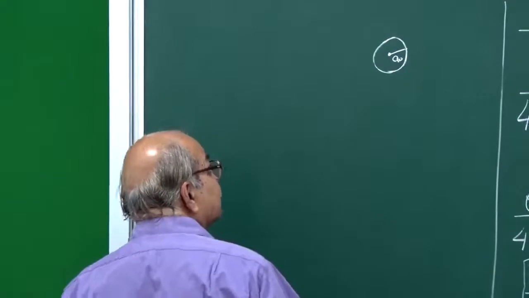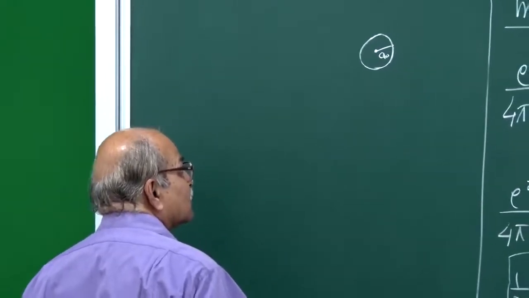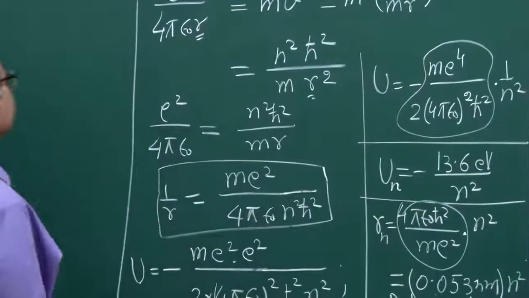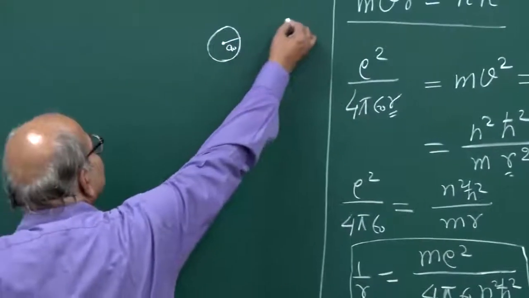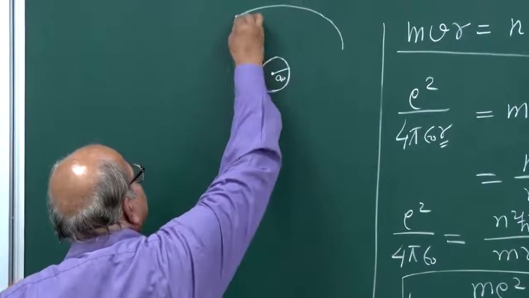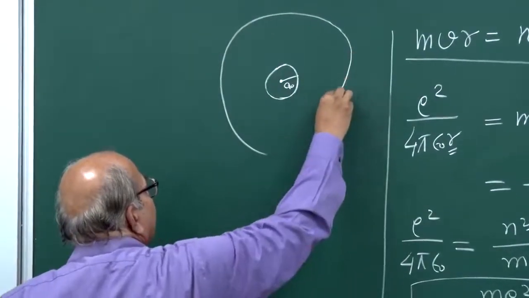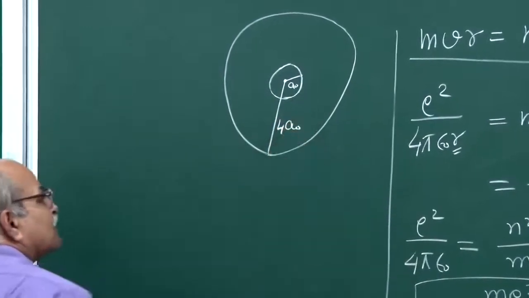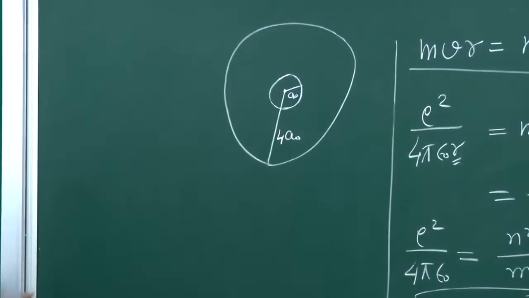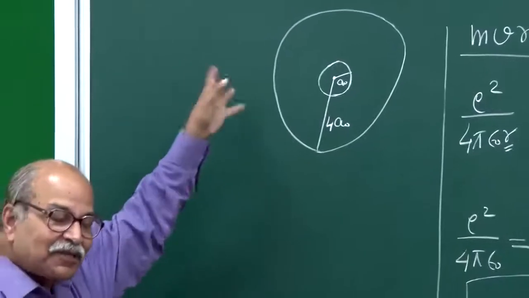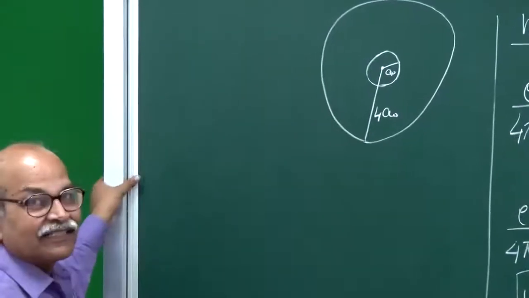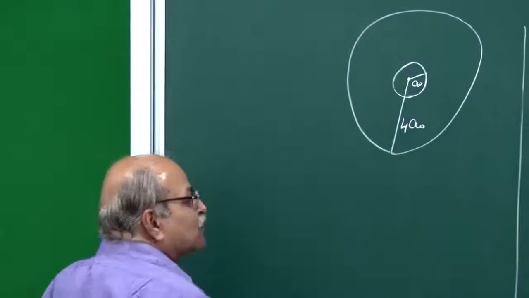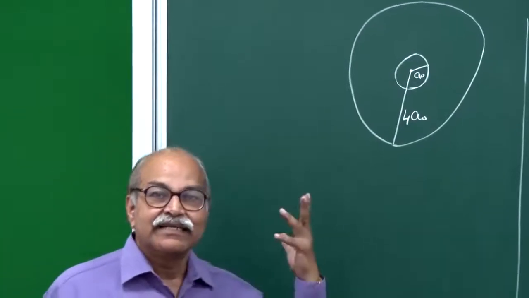Then the next stationary orbit is 4 times a0, because n equal to 2 and this is n square here. So the next orbit will have radius 4 times this, 4 a0, where a0 is 0.053 nanometers. It doesn't look like a circle, but you always assume whatever I draw is a circle. And then the next one will be 9 times a0. So you have n equal to 1, n equal to 2, n equal to 3, these are stationary orbits.